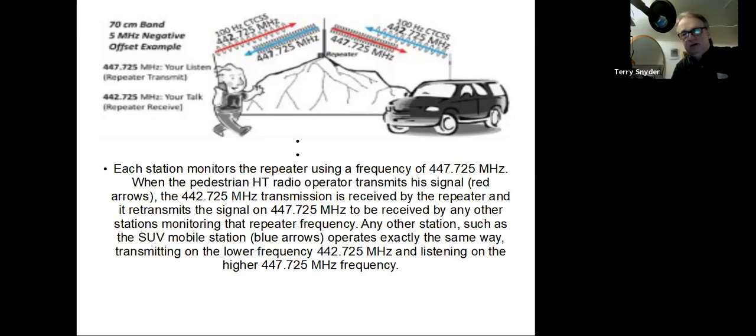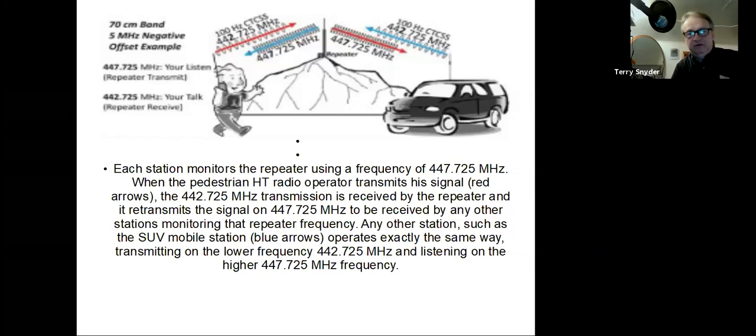When a pedestrian with an HT radio operator transmits his signal, and you'll see in the red arrows, is his signal coming from his radio to the car. And it retransmits his signal on 442.725. So that's so the guy in the car can hear him. See, he's listening on the output of the repeater, but he transmits on the input and the repeater switches it. We'll get into that in a little bit.